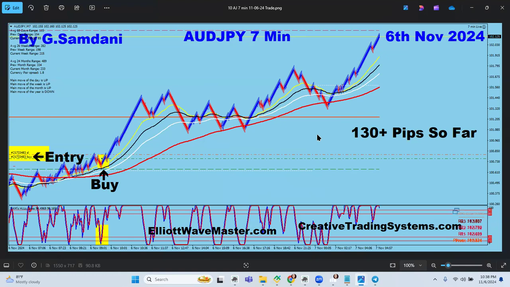So these are the few trades, maybe like 10, 12 trades so far, Wednesday, right? So this is how the system works.